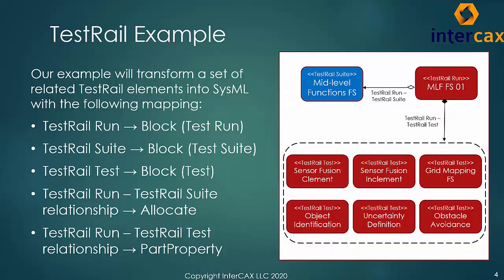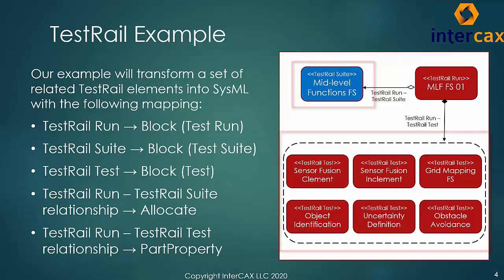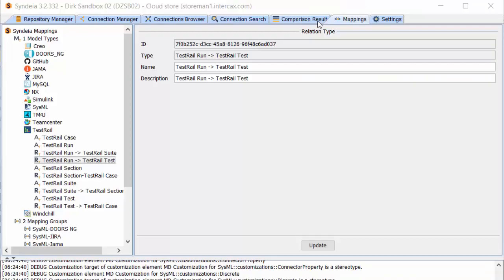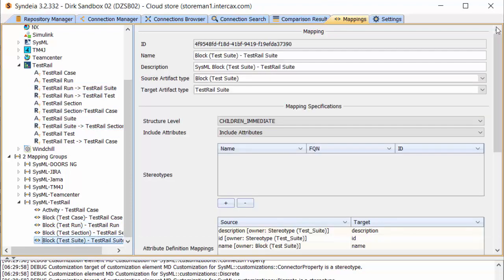However, Syndeia will also need to generate SysML elements at the end of the relations from TestRail Run, and we need to make sure that there is no ambiguity about these, what Syndeia calls related mappings. Under SysML TestRail in mapping groups, we see that there is already a mapping between SysML Test Suite and TestRail Suite. If we look at it, it includes specific attribute mappings. We can use this mapping as is, or if we don't like these attributes, update this mapping, or create an alternative mapping for test suites.